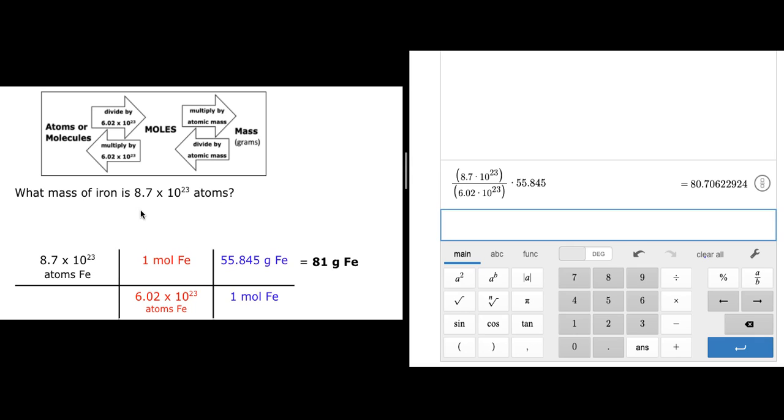If we go back and look at the question just to make sure this is a reasonable answer, if I have 8.7 times 10 to the 23rd atoms, I have a little bit more than 1 mole of atoms. 1 mole would be 6.02. I have 8.7. So I have more than 1 mole of atoms. So 1 mole of iron would weigh 55.845 grams, and my answer is 81. So that's more than 1 mole of atoms. So that's a quick way to check and make sure your answer makes sense.